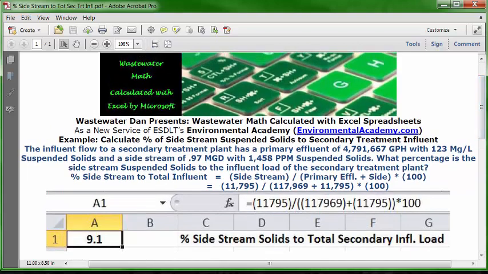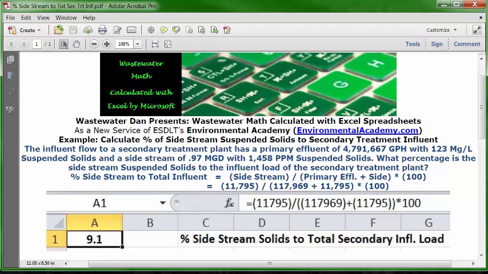The basic formula is percent side stream to total influent equals the side stream pounds divided by the sum of the primary effluent solids plus the side stream solids. Then we take that result, which is a decimal equivalent, and multiply it by 100 to convert it to a percent. So the numbers are 11,795 as the side stream solids, divided by the sum of the side stream solids plus the primary effluent, which is 117,969 plus 11,795. We'll take that result, multiply it by 100, and that's going to give us the answer.